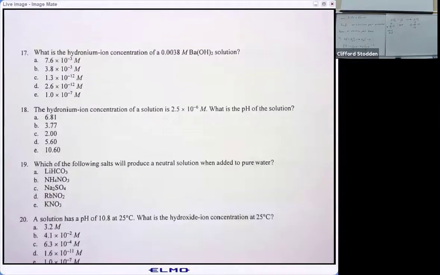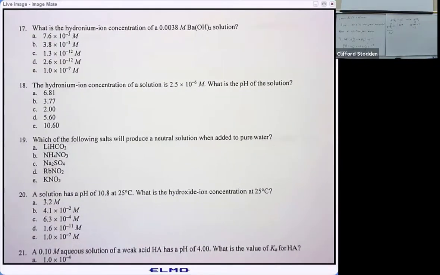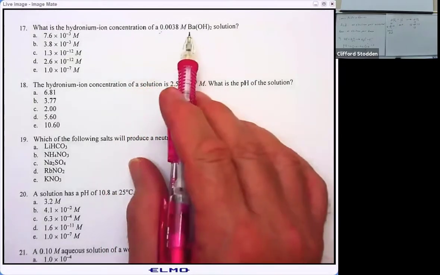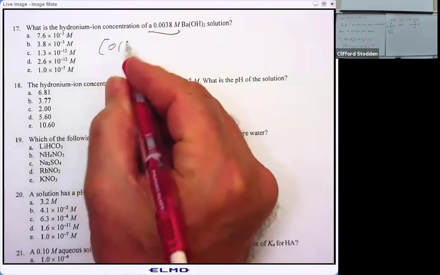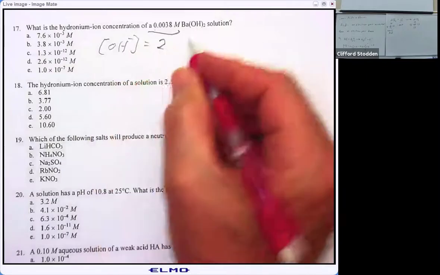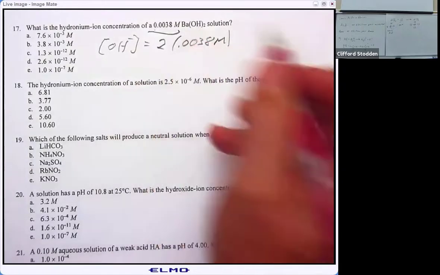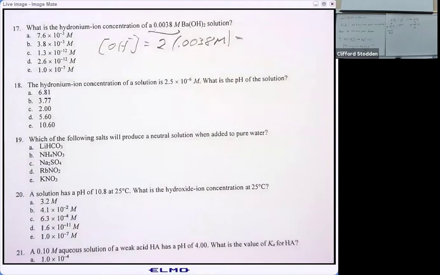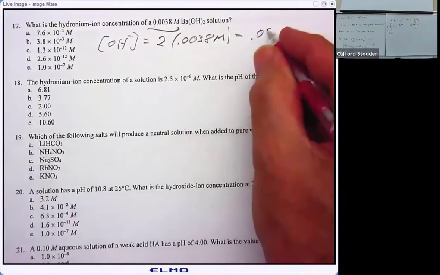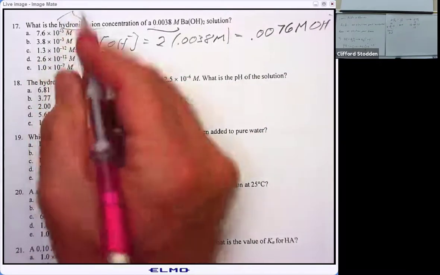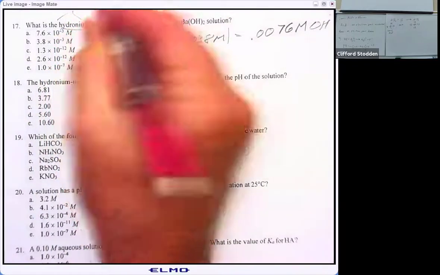Okay, number 17. These are pretty straightforward and easy, these first few anyway. What's the hydronium ion concentration if you have barium hydroxide? So the first thing you can do is determine the hydroxide ion concentration, because that's going to be 2 times this number, because the barium hydroxide breaks into 2 pieces. Now that's not the answer because they're asking for hydronium ion. So this gives us 0.0076 molar of hydroxide ion. But hydronium ion is H3O plus or H plus.